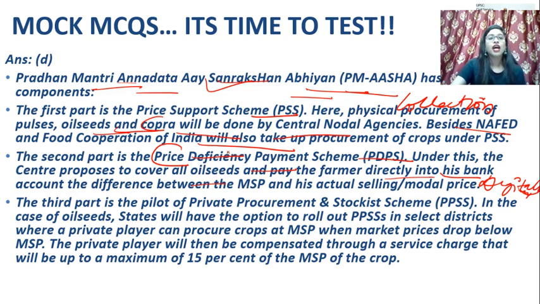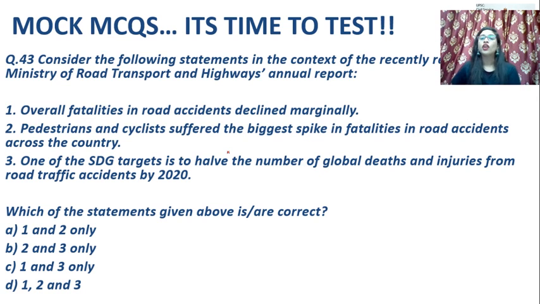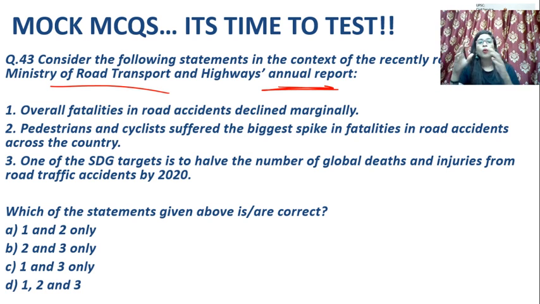Okay. So now, moving on, the 43rd question is: consider the following statements in the context of the recently released Ministry of Road Transport and Highways Annual Report. Option 1 says overall fatalities in road accidents declined marginally. Do you think the road accident fatalities have come down? And that too they are saying marginally. Look at the keyword, marginally, very little. The second one says pedestrians and cyclists suffered the biggest spike in fatalities in road accidents across the country. Think and say.